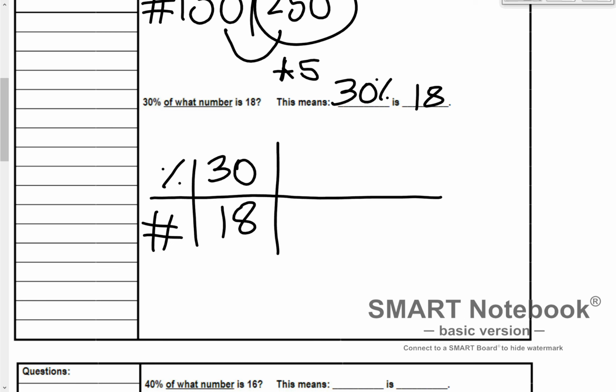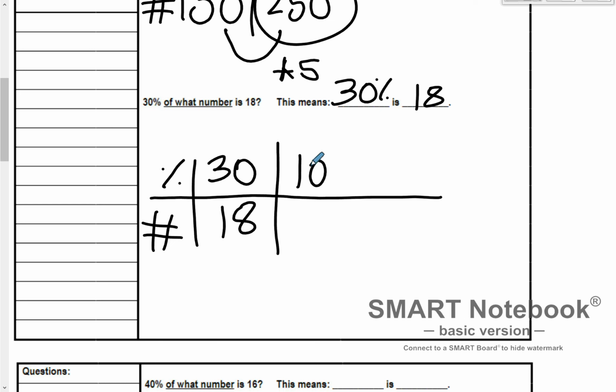I could get it down to like 2, but that would be dividing by 15, and I don't want to divide 18 by 15. That's too messy. I could get it down to 5, dividing by 6. I could divide 18 by 6, so that one would work. I could also get it down to 10, dividing by 3, because I can divide 18 by 3. So I'm going to go with that one because I think that one's the easiest to get back up to 100.